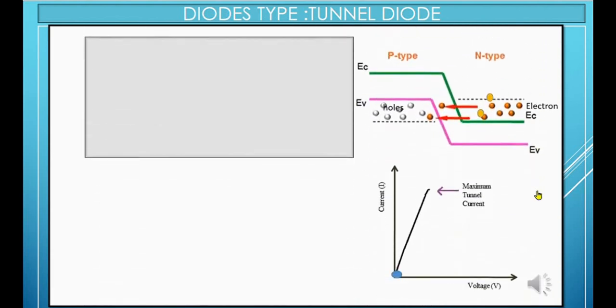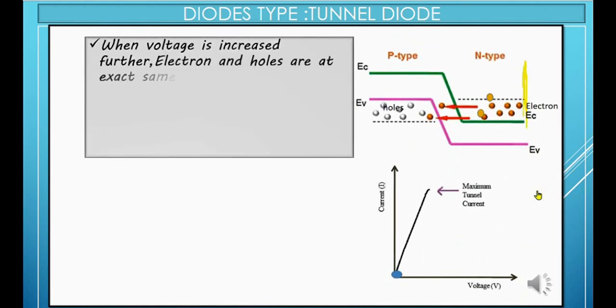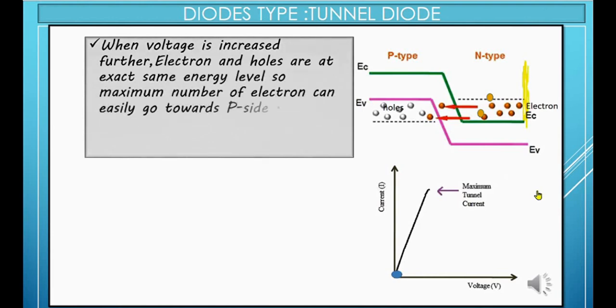When we further increase the voltage, this potential barrier further decreases, and the energy level of electrons increases. So the maximum number of electrons and holes can go towards the opposite side. You can see that electrons can easily go towards the holes on the P side. So in this situation, the current will be maximum.